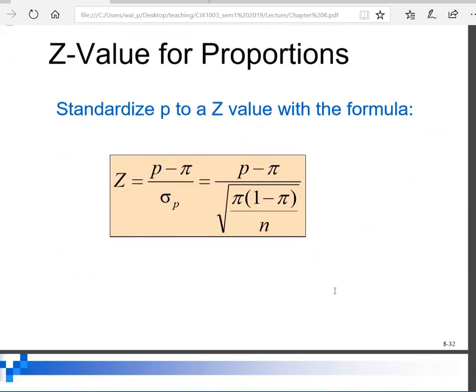So if the question asks you to find the z value for proportion, we can use this formula. Z is equal to the sample proportion minus the population proportion, divided by sigma, the population standard deviation. P is the sample proportion, so z equals P minus pi divided by the square root of pi multiplied by 1 minus pi divided by n.